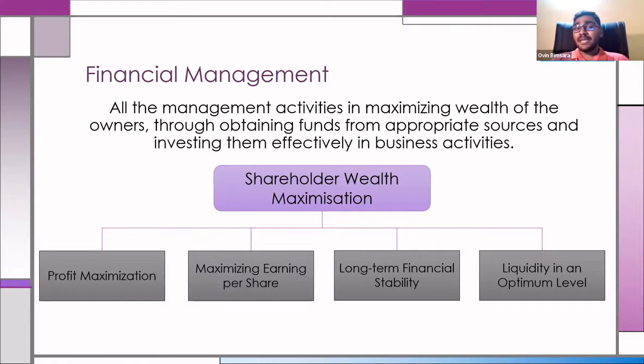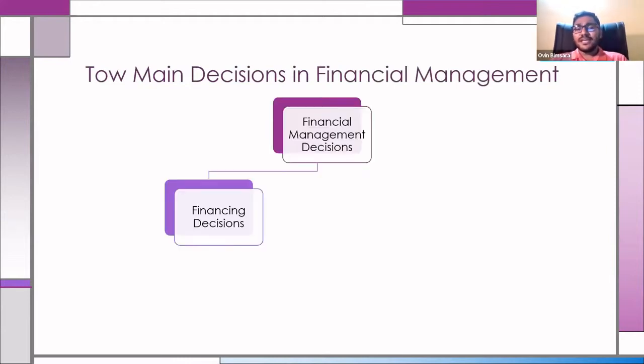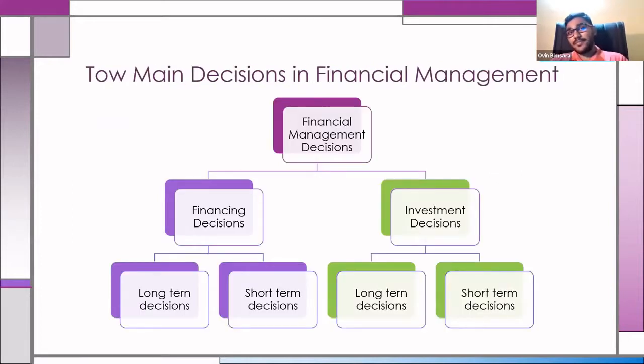So any management activity that works to maximize shareholder wealth, in terms of obtaining funds from different sources and investing them in good opportunities to gain a benefit out of it, is called financial management. And in terms of financial management, there are two main decisions actually. Today, we are going to discuss the decision part, and next week, we will be discussing the rest of the things.